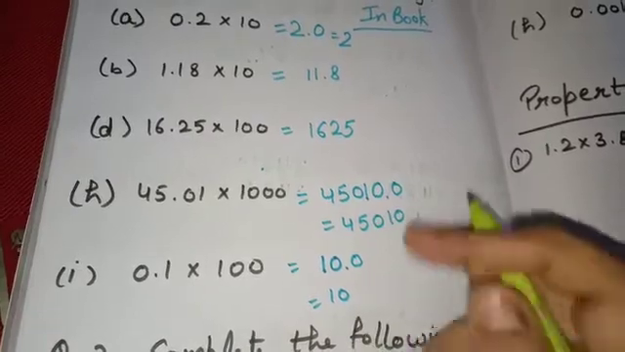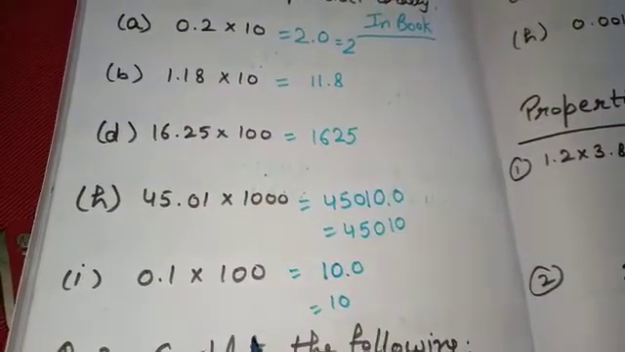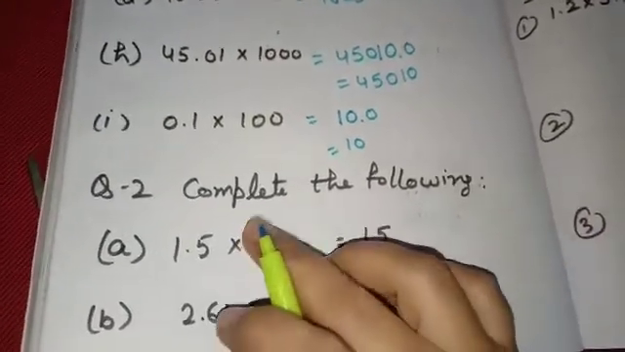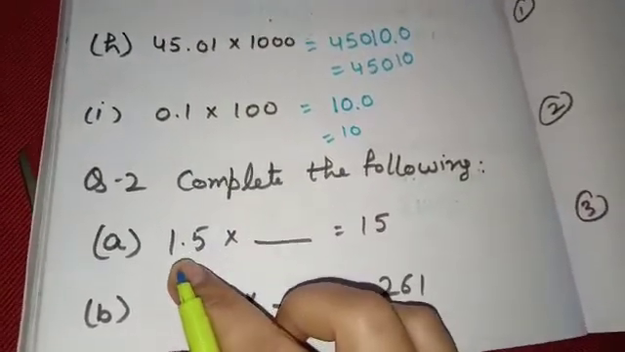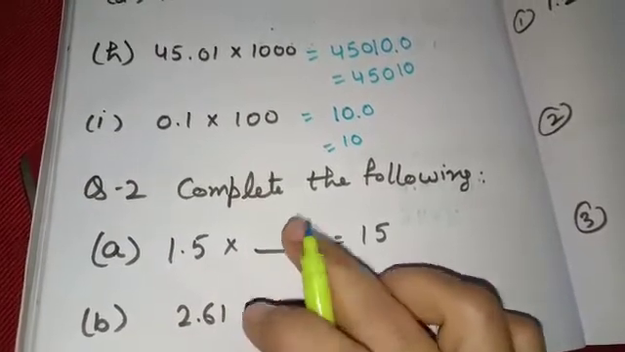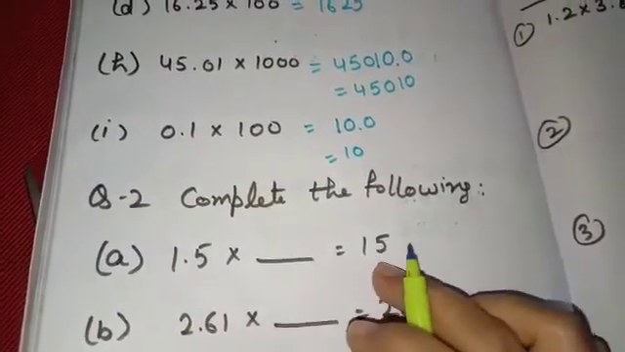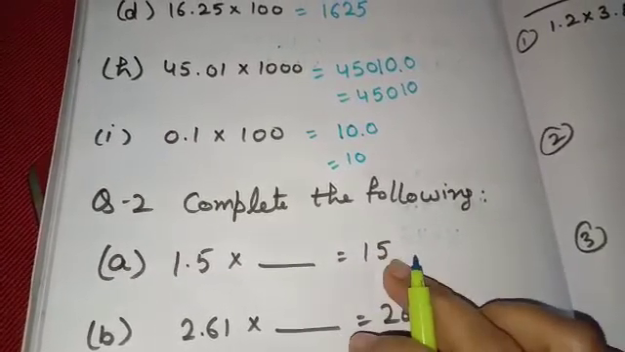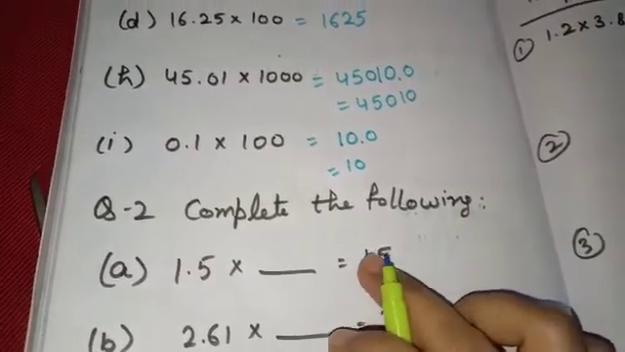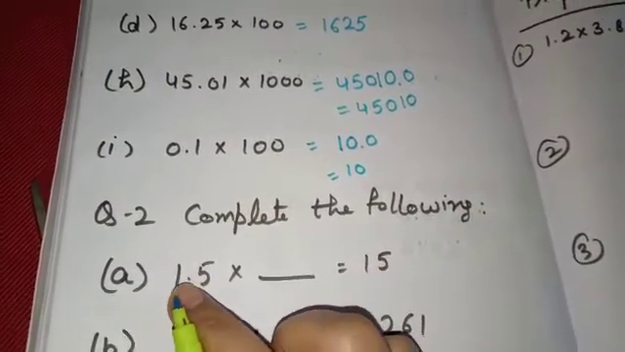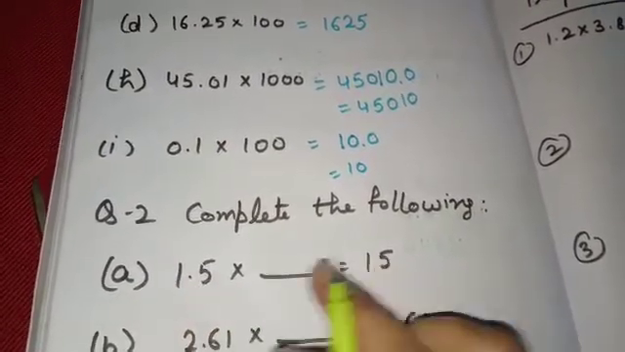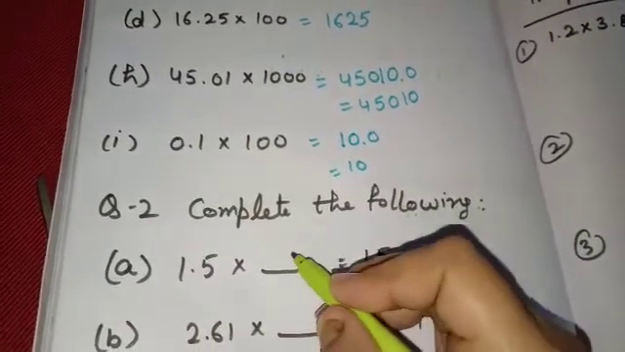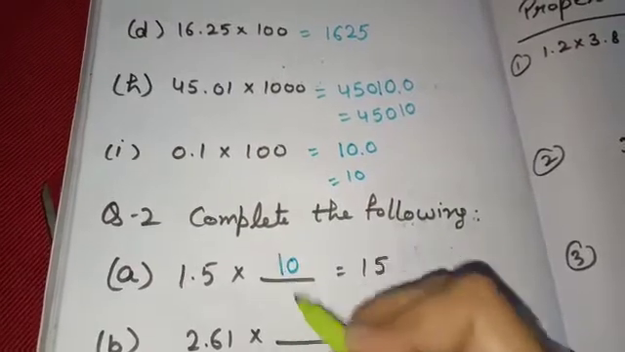Okay, the remaining parts of this question number 1 you will do on your own. Next is complete the following. Question number 2 is fill in the blanks. 1.5 multiply what, so that we get the answer 15? 15 has no point, it means the point is at the end. At the end means the point is after 5. Here the point is before 5. How many digits has the point shifted? Only one digit. So 10 will come with 1.